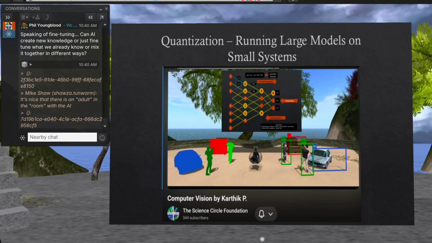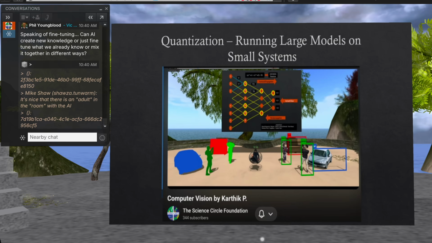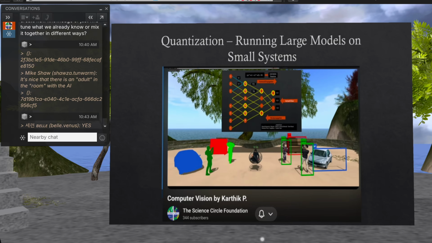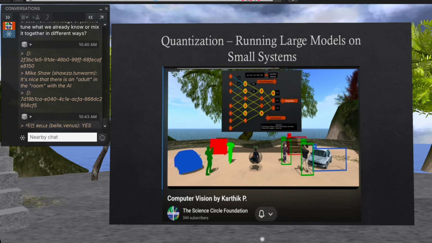So for you to understand quantization, it's important for you to understand how a deep learning model is trained. I will not explain that excessively in this lecture, but I encourage you to look up my lectures at the Science Circle on computer vision or deep learning. I basically talked about how deep learning models are trained.